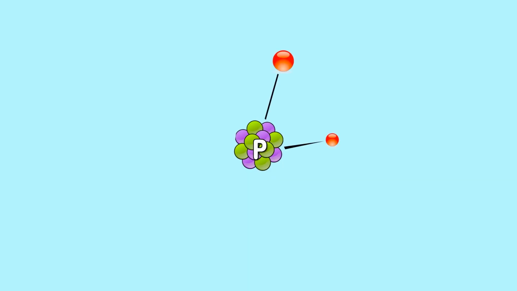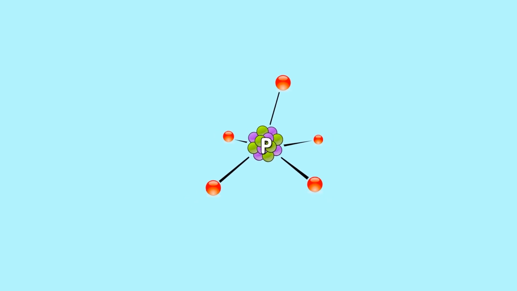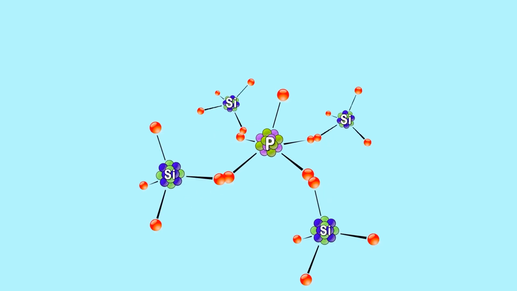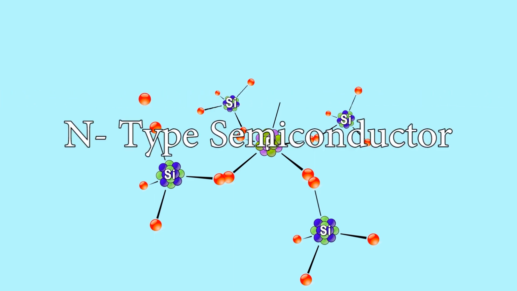Phosphorus has 5 electrons in its outermost shell. Its 4 electrons bond with 4 silicon atoms, leaving 1 free electron. So this free electron helps to conduct electricity. Since negatively charged electrons flow in this semiconductor, it is called N-type semiconductor.